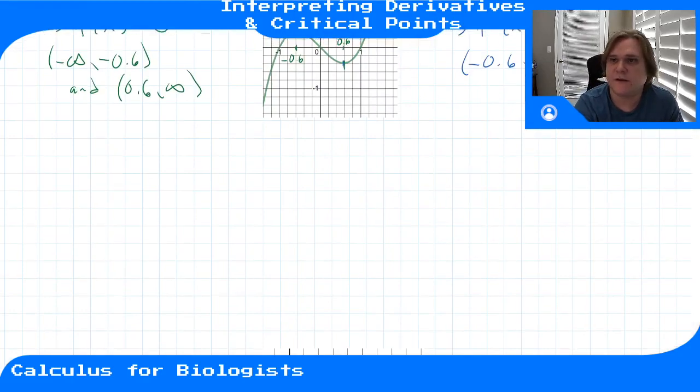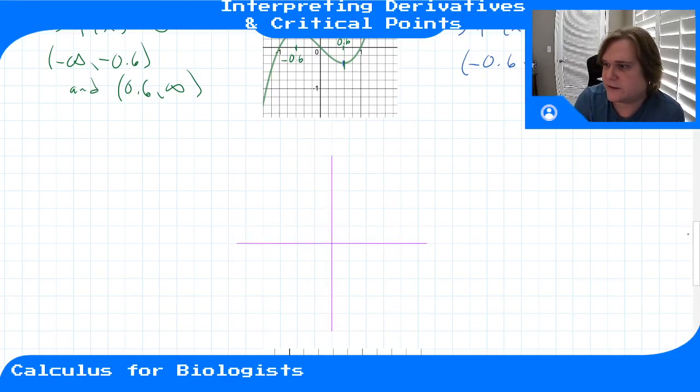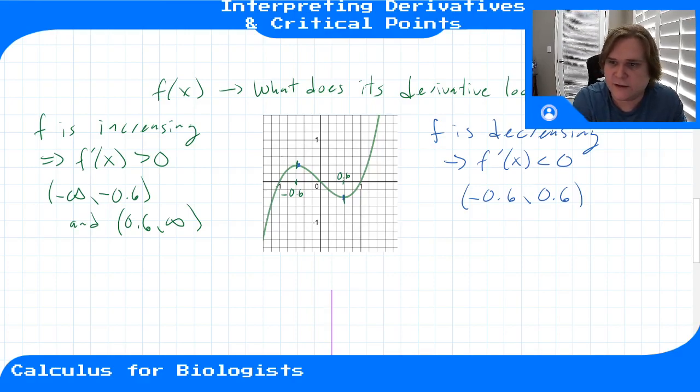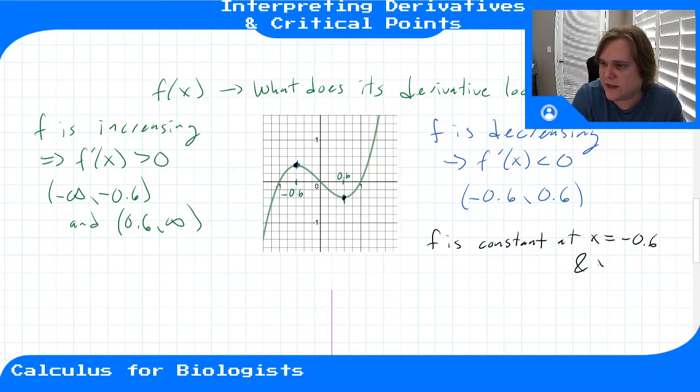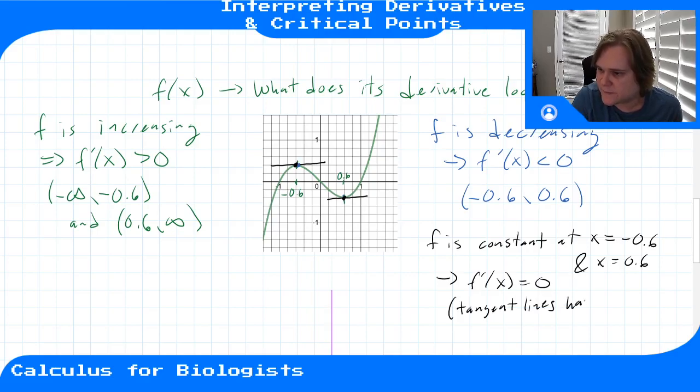So if we were to sketch this, let's mark down these critical points. Our critical points are these two. F is constant at x equals negative 0.6 and x equals 0.6. That's where the derivative is 0. It has to be 0 because before it was positive, then it switched to negative, so it has to be 0 in between. If we look at the tangent lines here, they have 0 slope. These are critical points of our function. I didn't draw those very flat, but they're supposed to be flat.